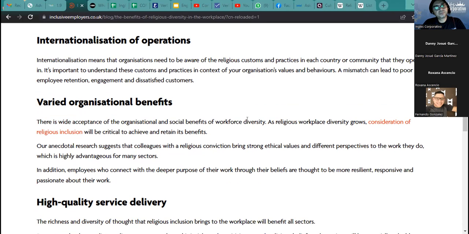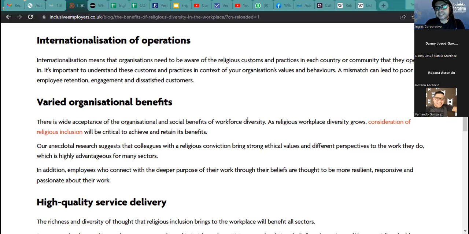That is why acceptance of the organizational and social benefit of workforce diversity. As religious workplace diversity grows, consideration of religious inclusion will be critical to achieve and retain its benefit. Our anecdotal research suggests that colleagues with a religious conviction bring strong ethical values and different perspectives to the world, which is highly advantageous for many sectors. In addition, employees who connect with the deeper purpose of their work through their belief are thought to be more resilient, responsive, and passionate about their work.